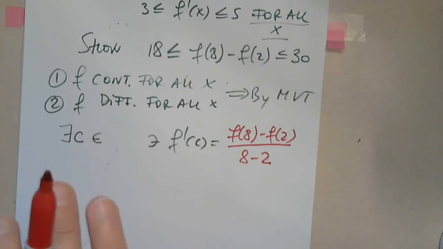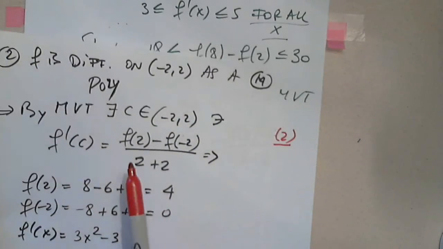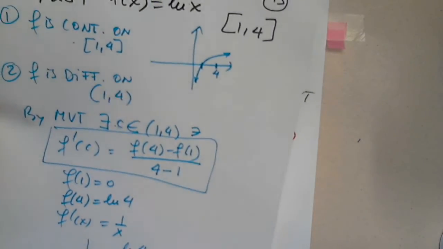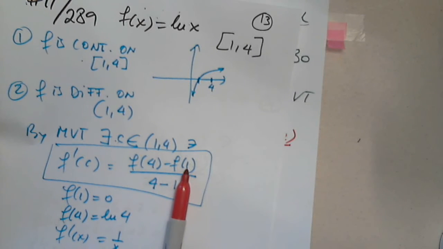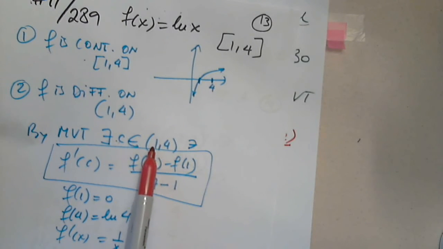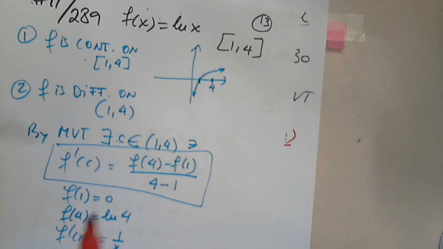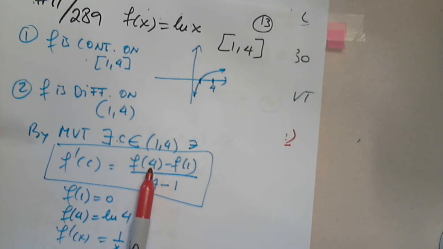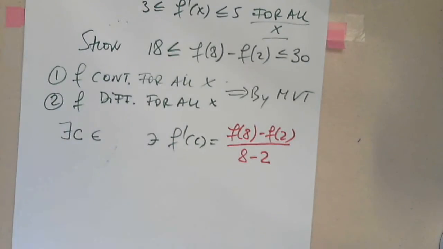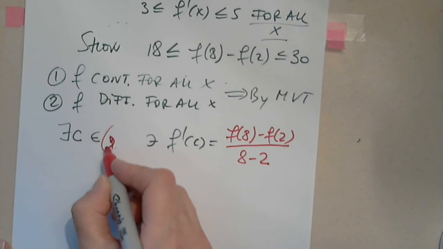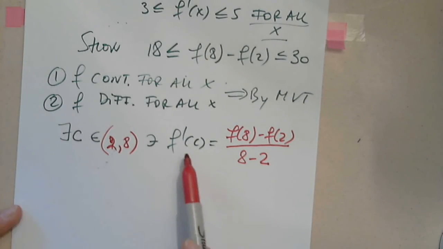F of 8 minus f of 2 over 8 minus 2, correct? Yeah, I see that. And then what is the interval then? It must be 2 comma 8. For this to be f of 8 minus f of 2 over 8 minus 2, this has to be 2 comma 8. So we have to find a C between 2 and 8 such that f prime of C is this.